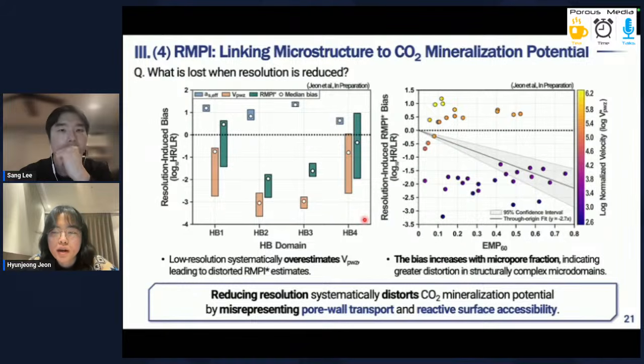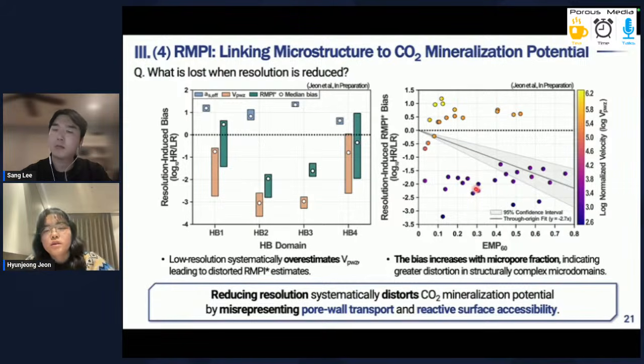Furthermore, we evaluated the bias against the micropore volume fraction. As you can see, the degree of overestimation for mineralization potential increases as the rock structures become micropore rich. This trend becomes particularly pronounced once the micropore fraction exceeds 0.3. Considering that both Hellisheidi and Jeju basalts consist of more than 30% micropores, these results demonstrate that low to mid resolution analysis cannot reliably assess the true mineralization potential.